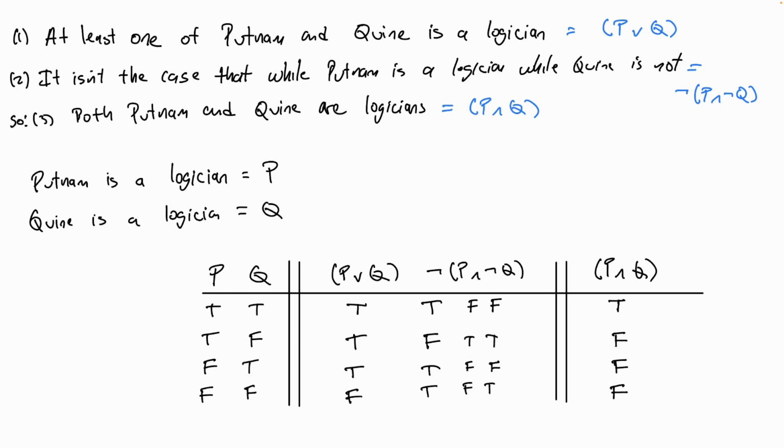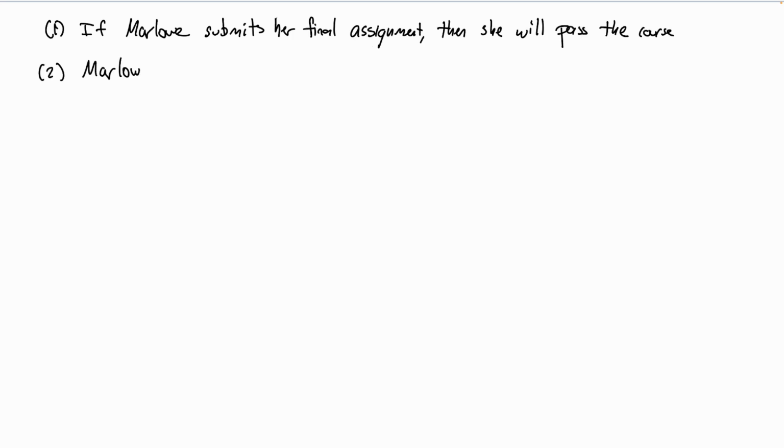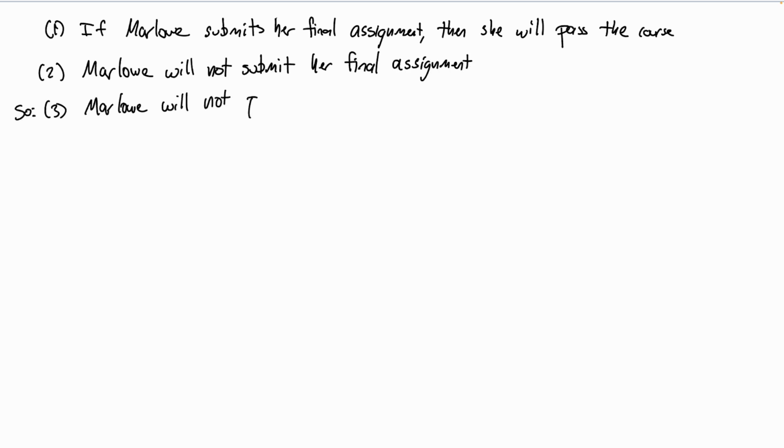In fact, in any situation of the third type, where P is false and Q is true, both of the premises are true and the conclusion is false, so we can conclude that the inference at issue is not valid. But now consider the following inference, whose first premise is a conditional. If Marlowe submits her final assignment, then she will pass the course. Marlowe will not submit her final assignment, so Marlowe will not pass the course.